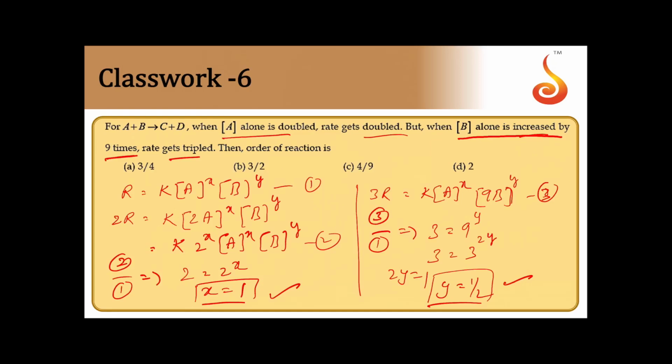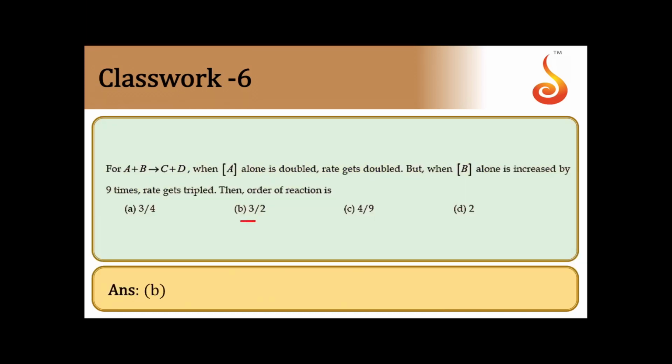Summation of those two comes to 3 by 2. So we have written the rate equation R is equal to K into A power X, B power Y. X and Y are the orders with respect to A and B. So when A is doubled, rate gets doubled. We have taken equation 2. R is doubled here, A is also doubled here. When B alone increases by 9 times, we have taken concentration of B as 9 times here, then rate is tripled. We have taken here 3R. So we got X is equal to 1 and Y is equal to 1 by 2. Summation is equal to 3 by 2. So option is B. B is the answer, 3 by 2. Then next one.